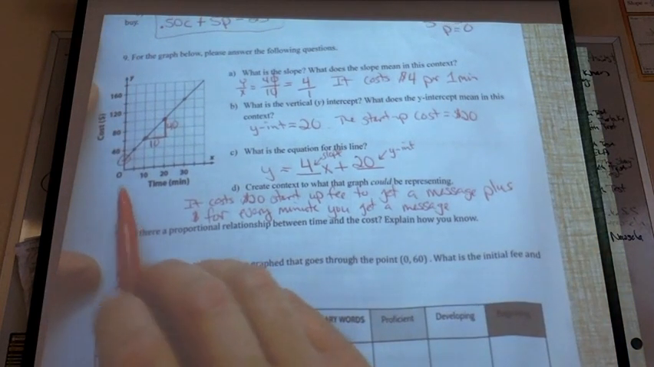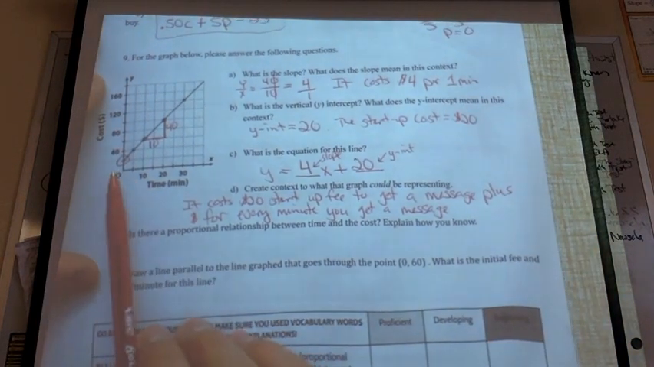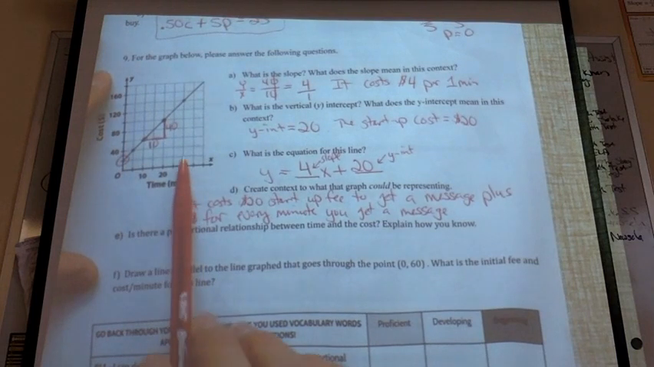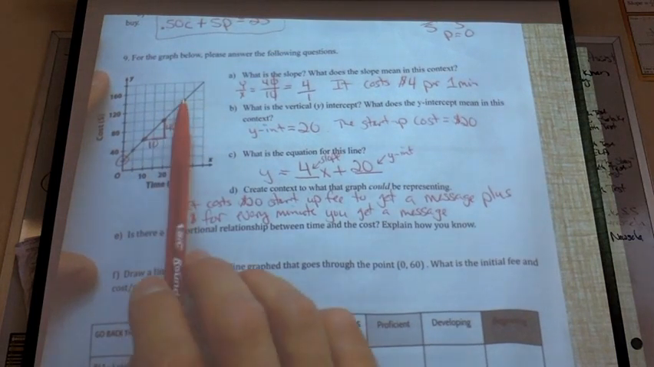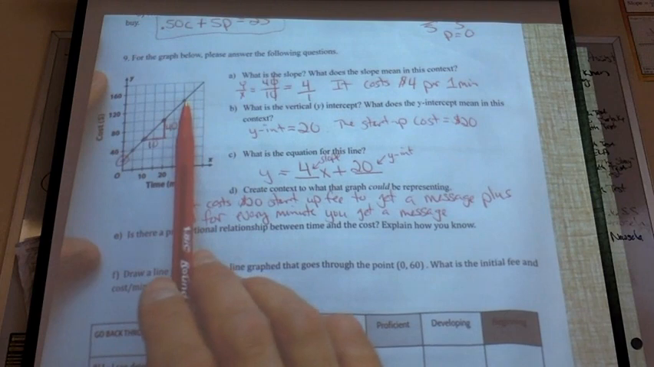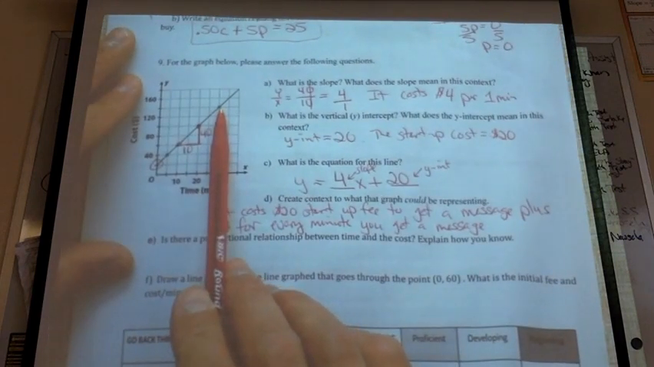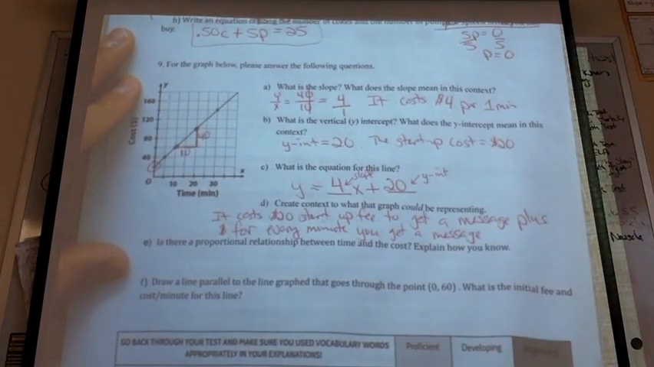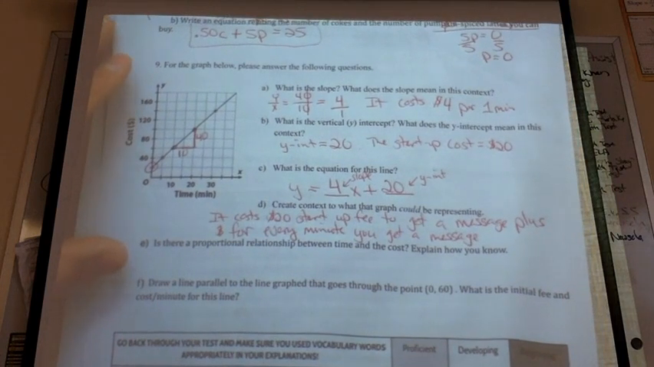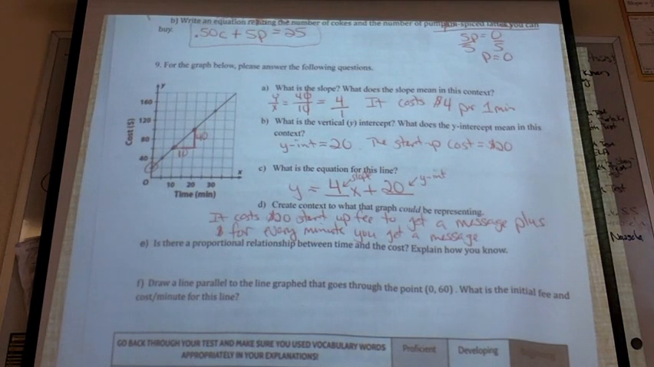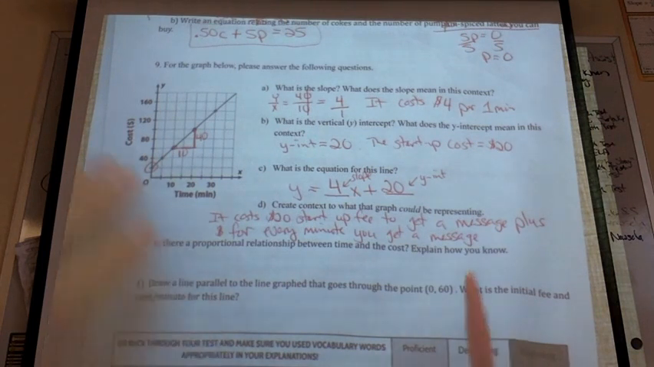So what they're saying, in this case, I guess it would be a pretty expensive massage. At 30 minutes, a half hour, you would be paying $140. That's pretty expensive. So maybe this scenario would not be the best, a massage. Can anybody think of another scenario? Startup cost, maybe in minutes. I'm not sure, but that's what I would recommend.